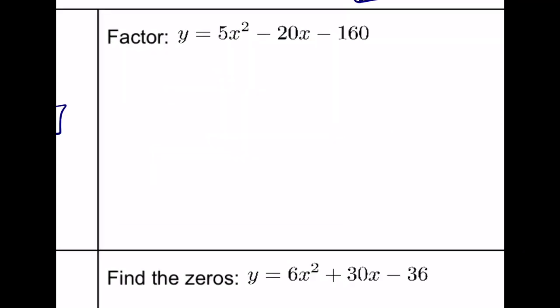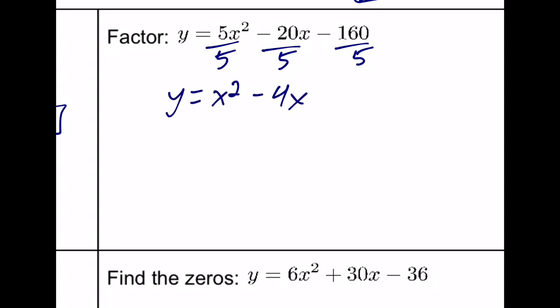A does not immediately start off as 1, so we divide by whatever is there. So we're going to divide all three terms by 5. Pay attention to the negatives. We end up with y is equal to x squared minus 4x minus 32.